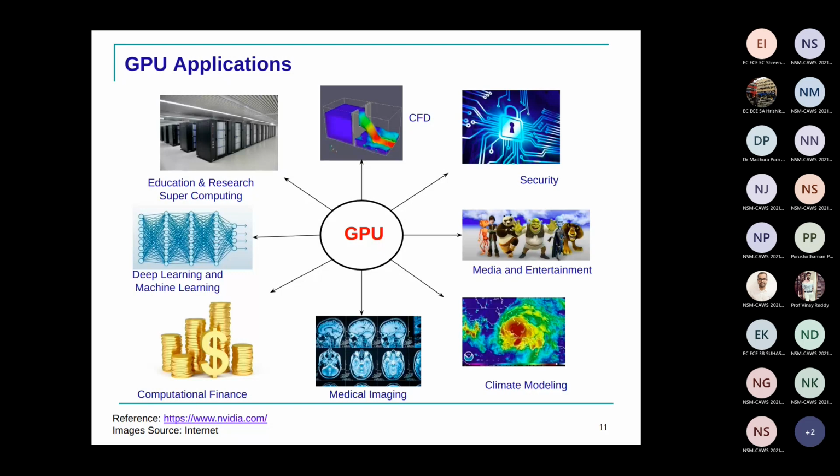They are there in a large number of domains. The earlier motivation of the design was just graphics applications like media and entertainment, but nowadays they are used in a large number of general purpose applications like climate modeling, computational fluid dynamics in mechanics, security, and medical imaging in the medical field. You also see them very actively used in deep learning and machine learning. Without them, people would not get good speedups. And in education, research and supercomputers, you see that GPUs are there. So GPUs are used in a large number of domains because they allow you to get better throughput.